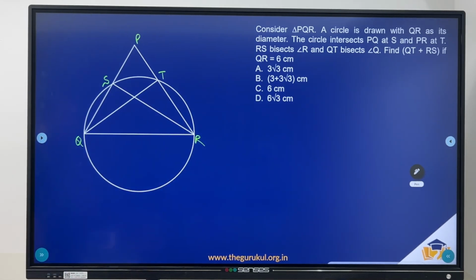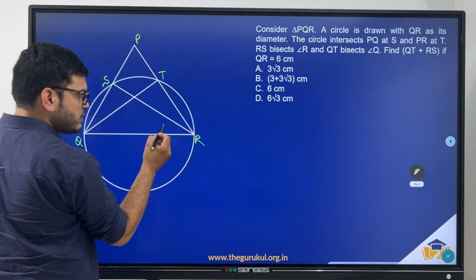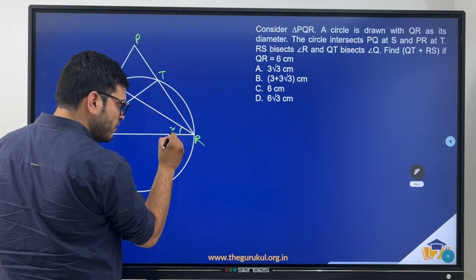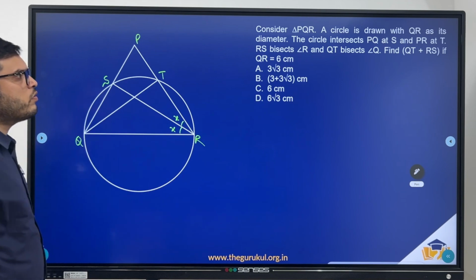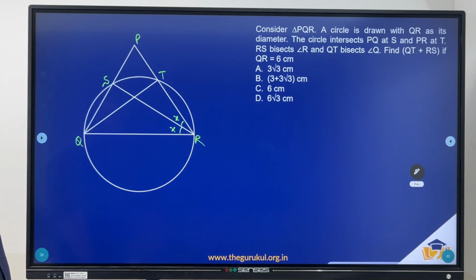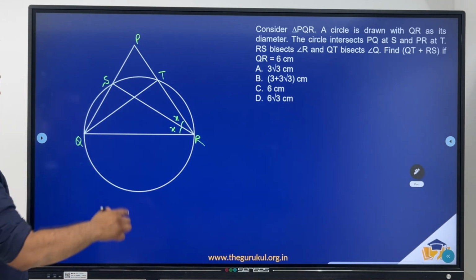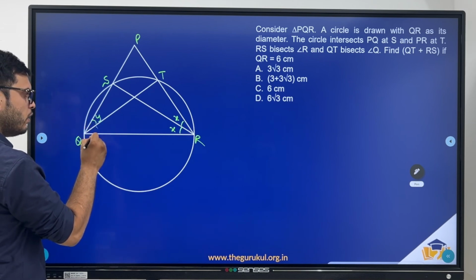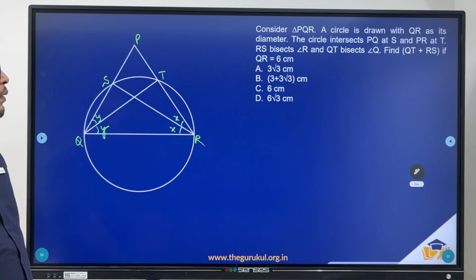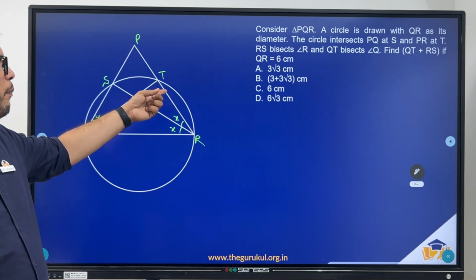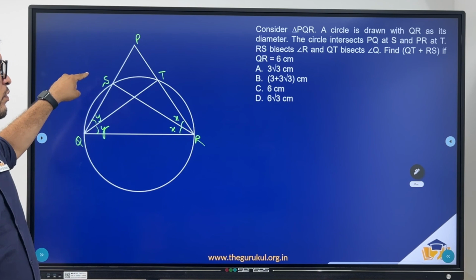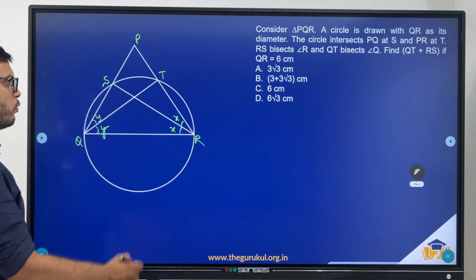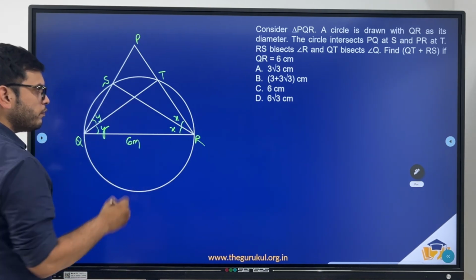RS bisects angle R. So let me consider, if this is X, this should also be X. And QT bisects angle Q. So if this is Y, this should be Y. Find QT plus RS if QR is equal to 6 centimeters, right?